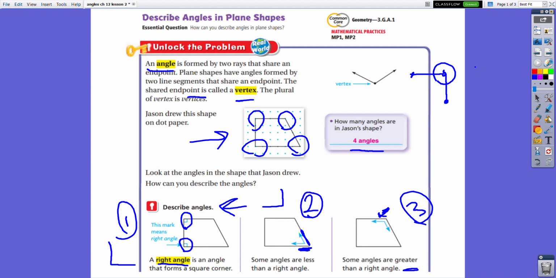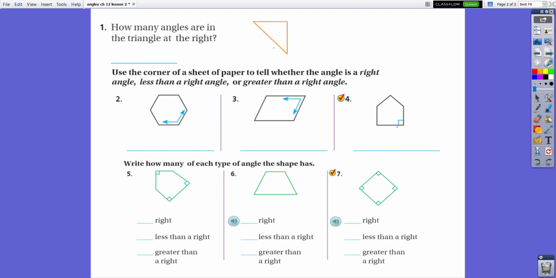Okay, look at the next page here. Look at number 1. How many angles are in the triangle at the right? Look at this shape. How many angles are there? We will look at the line segments where they meet each other, and we will count. This is number 1, this is number 2, this is number 3. So how many angles are there? 3 angles. Okay?